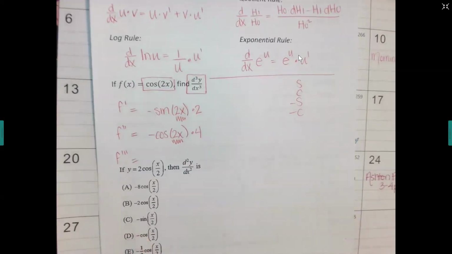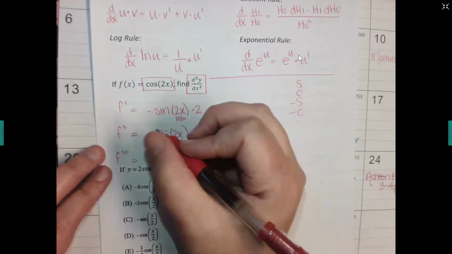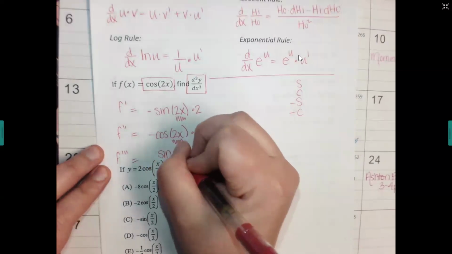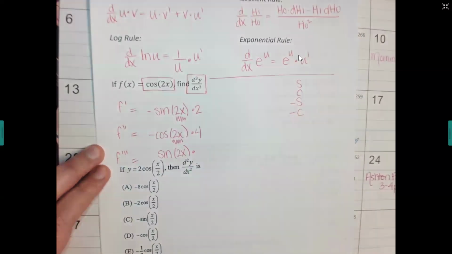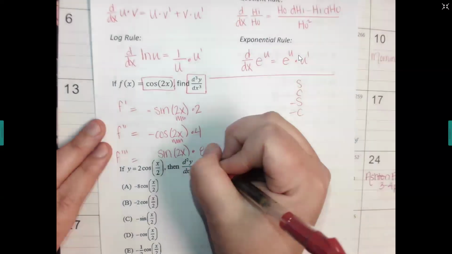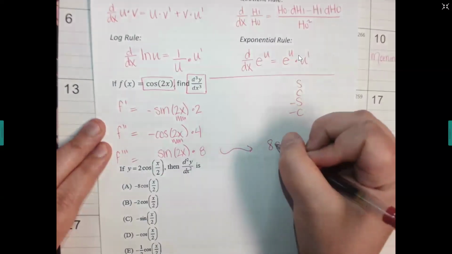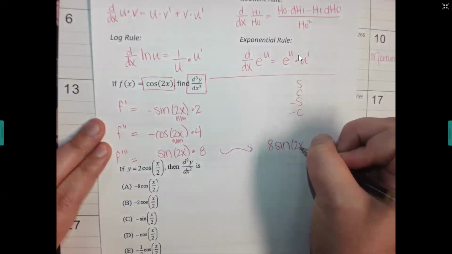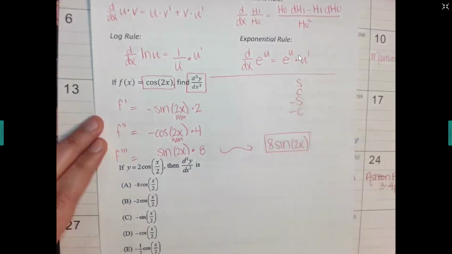Negative cosine goes to what once we get to the bottom? Positive sine, very good. Remember, your 2x is going to stay the same. But now what's my multiplier there at the end? It was a times 4. Now I have an extra times 2 makes it an 8. So your third derivative would be 8 sine 2x. Okay.